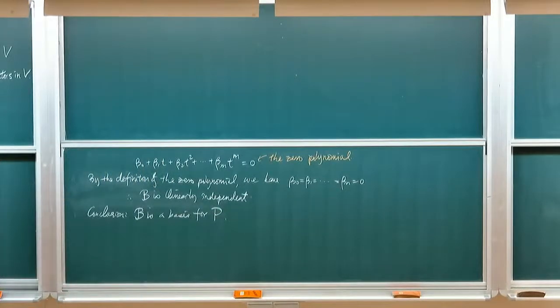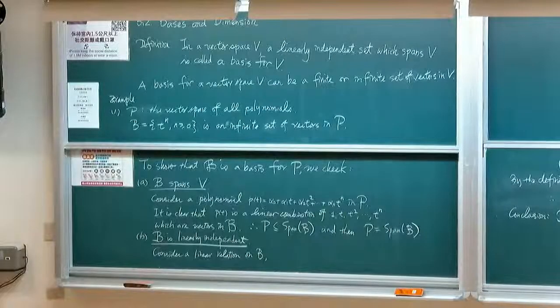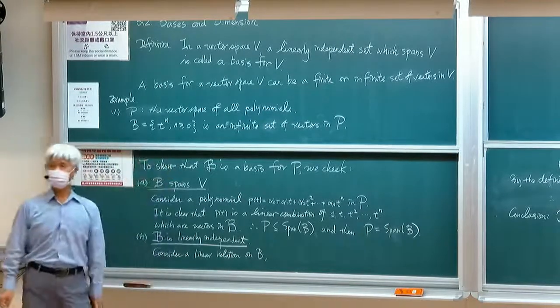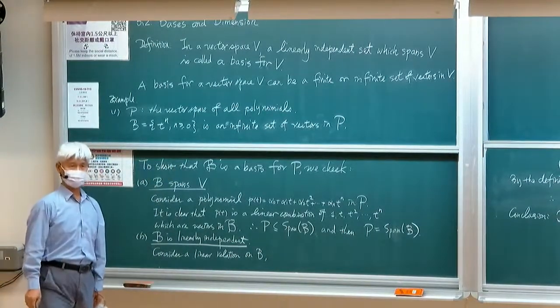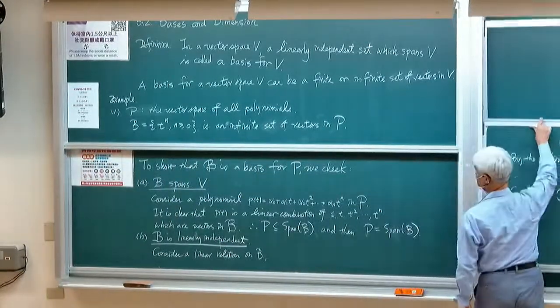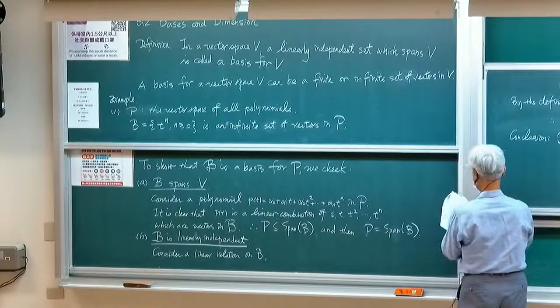Okay. All right. So the vector space of all polynomials has a basis. This basis is an infinite set of vectors. Questions? Okay. No questions. Good.